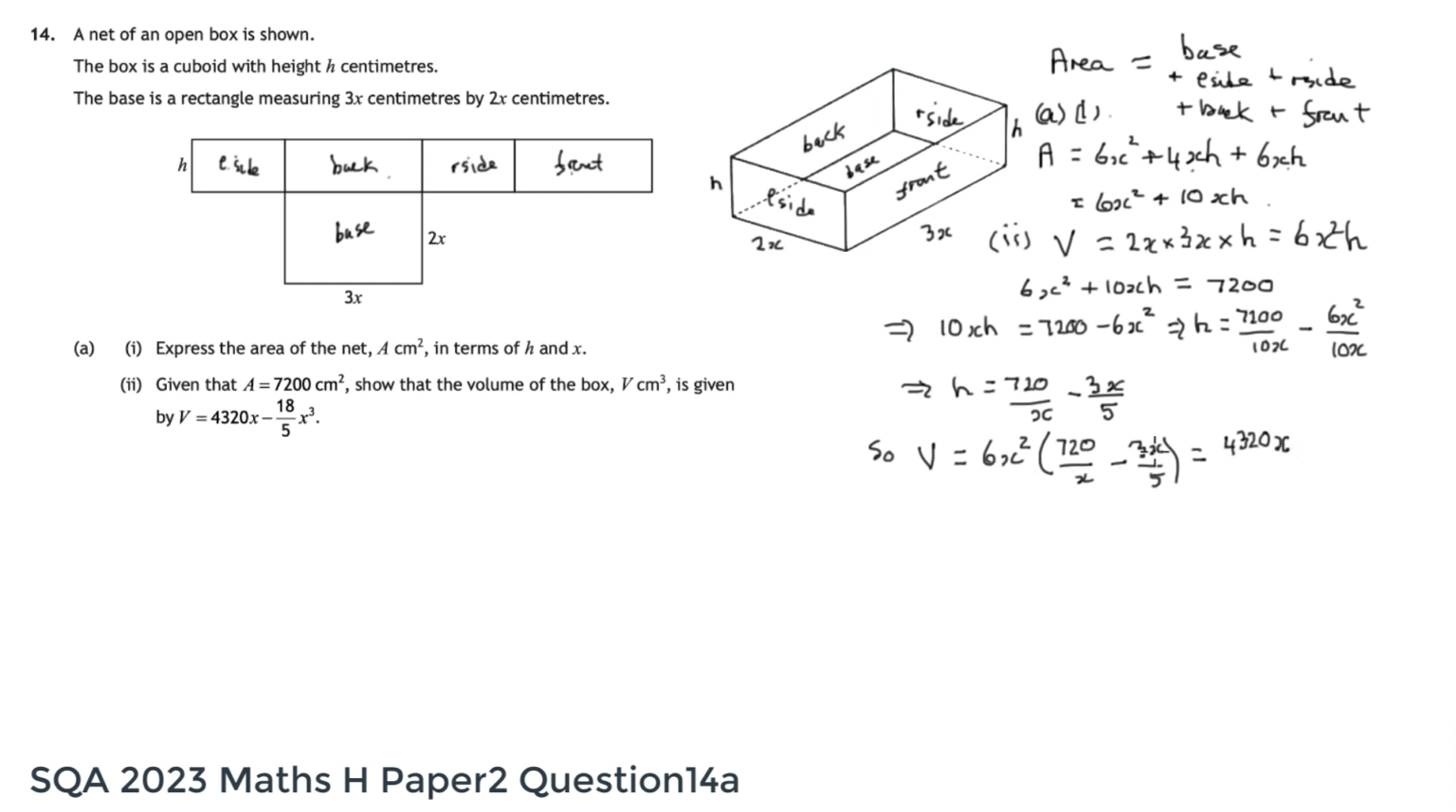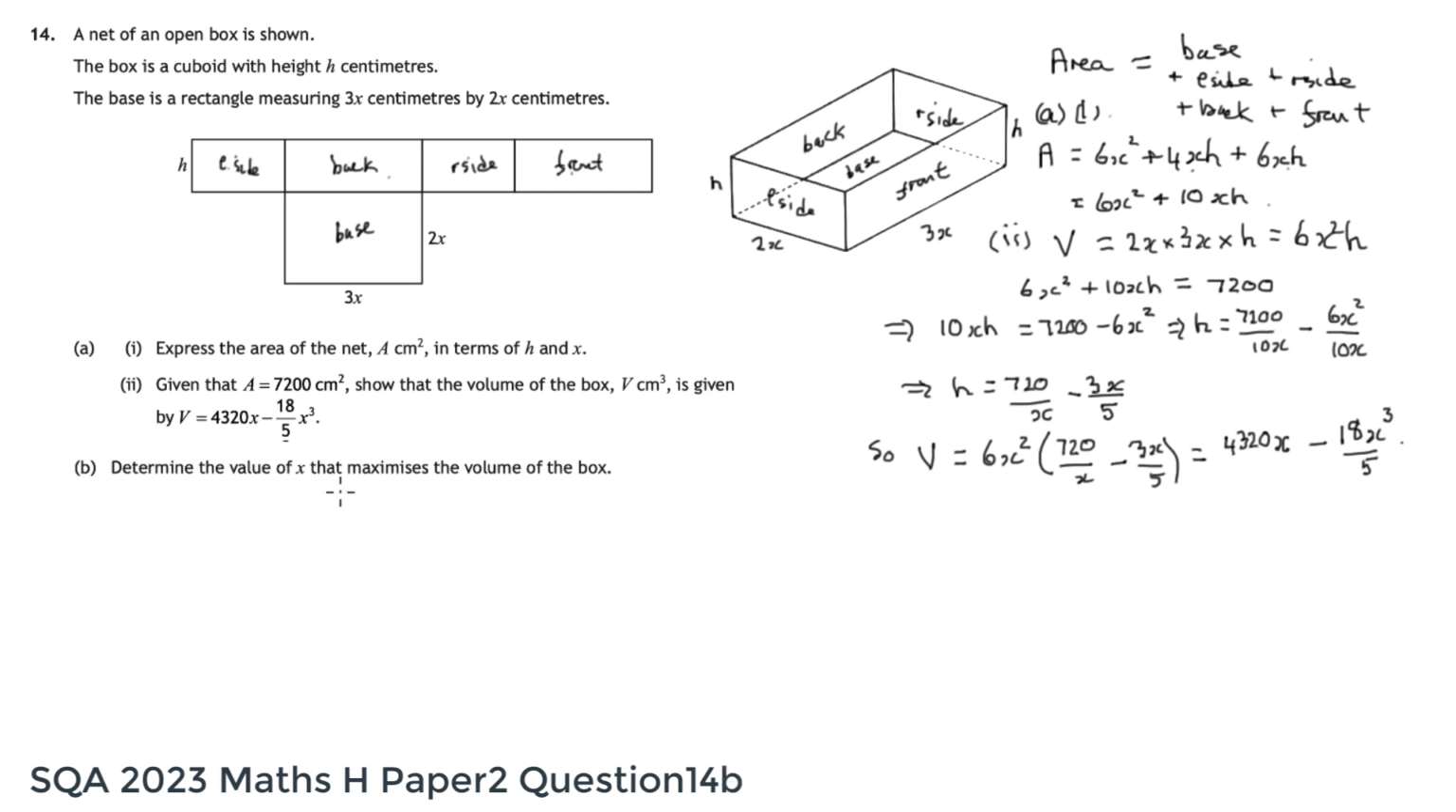Second term, 6x squared times this will be negative, and on the top of the fraction, 6 3s are 18. x squared times x is x cubed, and we've still got a 5 at the bottom of the fraction. Now, fortunately, this is exactly what we were trying to show. So that's part 2 completed. Let's now have a look at part B.